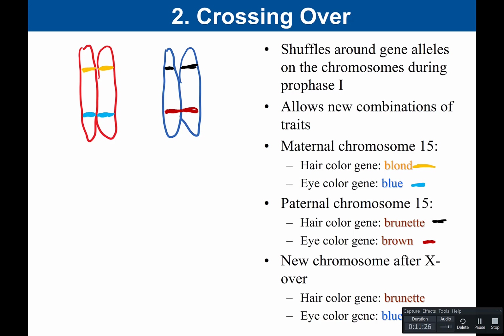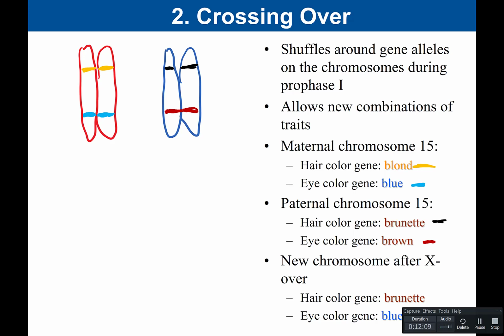So I gave an example here. On the left, we have the maternal chromosomes. Notice I colored them in red. On chromosome 15 are genes for hair color and eye color. So let's say mom has a chromosome that has blonde hair, that yellowish orange color, and blue eyes. Now, the two red ones, remember, are the sister chromatids. They're exact copies of one another. So at the same position on the sister chromatid where we have blonde hair, the other one will also have blonde hair. Where we have blue eyes, this will also have blue eyes.